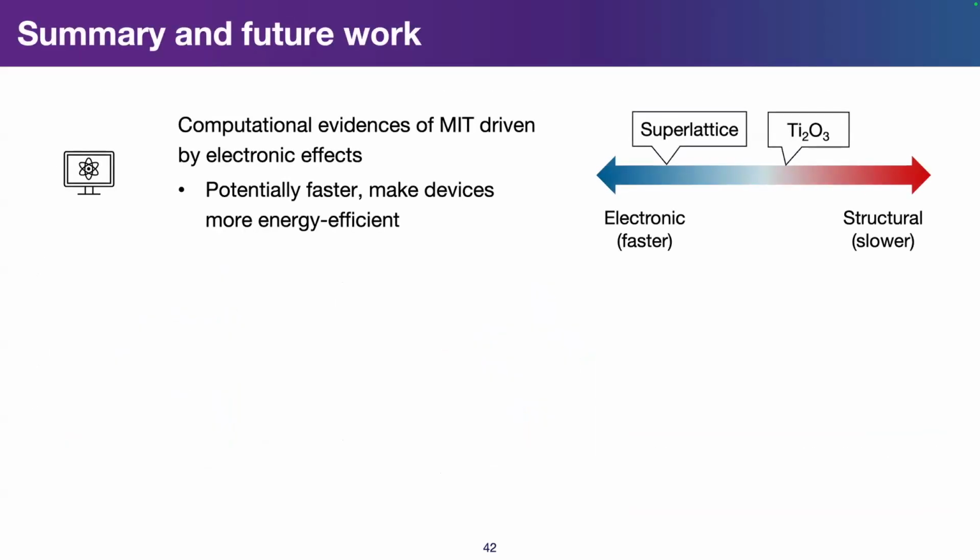Yeah, so a quick summary of this part. We have found some preliminary computational evidence of an MIT driven by electronic effects. So this could potentially be faster, as it doesn't require a large structural distortion as Ti2O3 does. So this could potentially make the device more energy efficient.